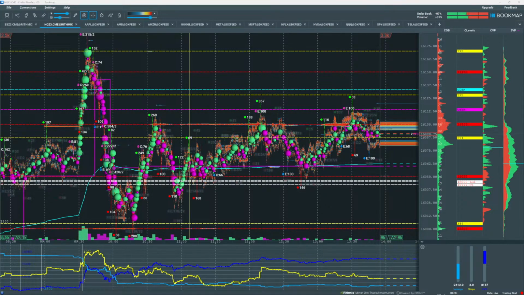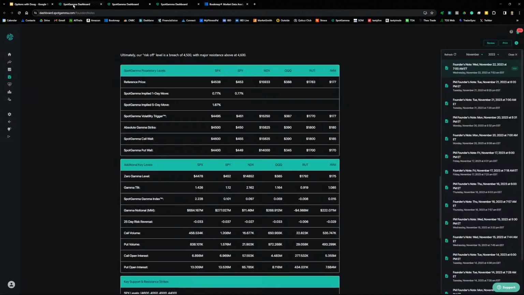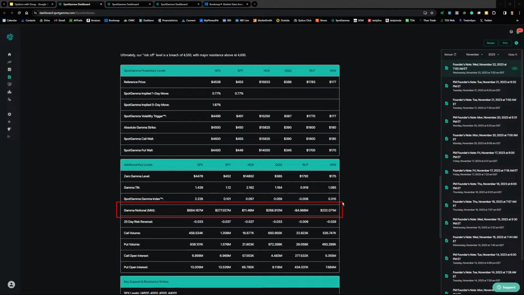All right, let's take a look at gamma notional to see how market makers were positioned on the gamma curve at the beginning of the day. I'm going to take a look at gamma notional for the S&P 500, NASDAQ 100, and then the Russell 2000. First of all, note that for SPX and NASDAQ, these numbers are positive.